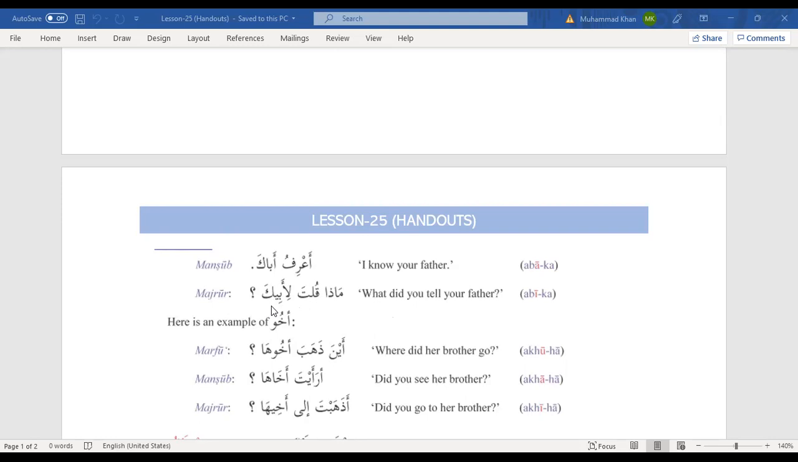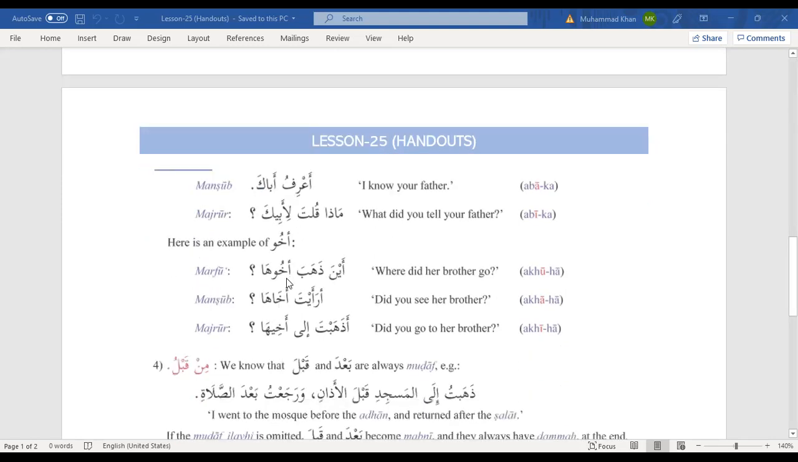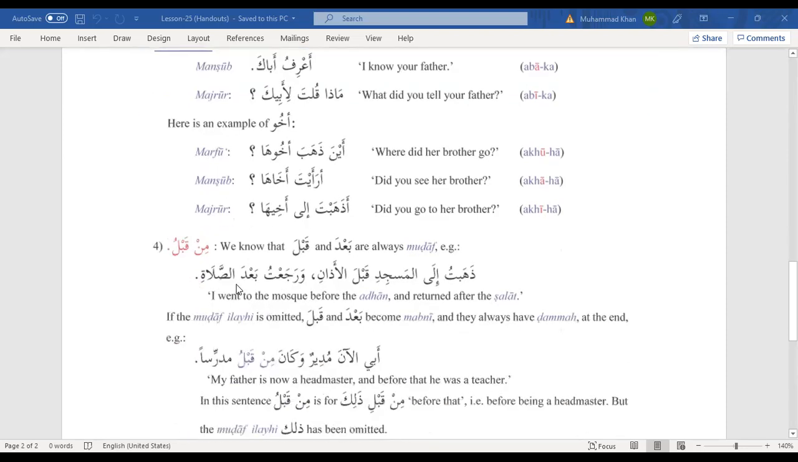So it will be used in the sentence according to its function. It will be marfu, it will be abu. When it is mansub, it will be aba, and when it is majroor, it will be abi. Similarly, akhu, akha, and akhi, and we discussed the examples in the previous lesson. Min qablu will be mabni ala dhamma.